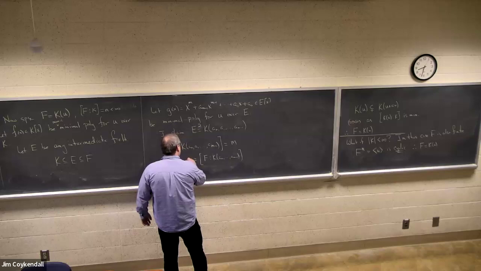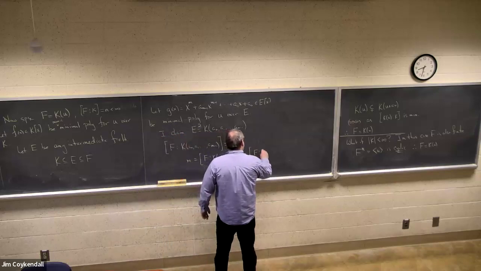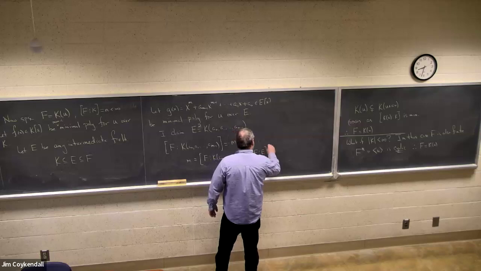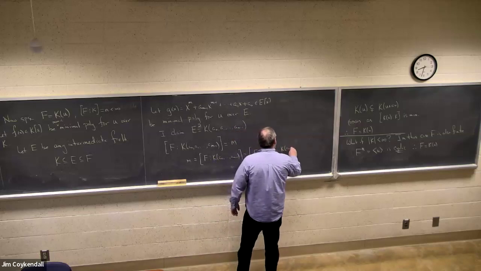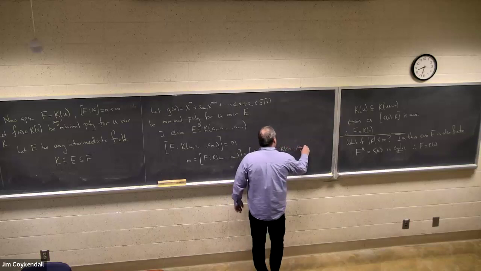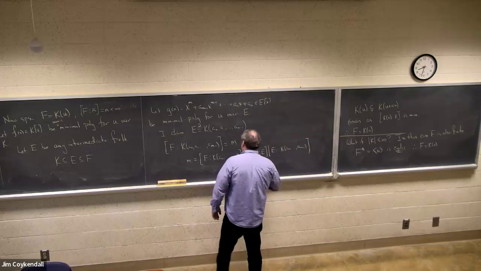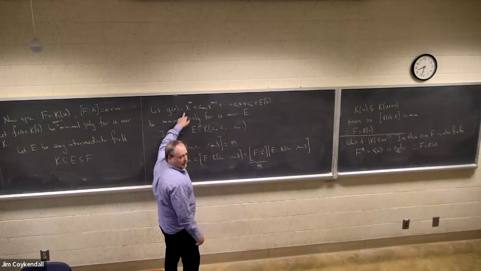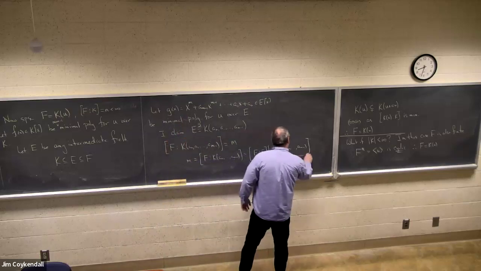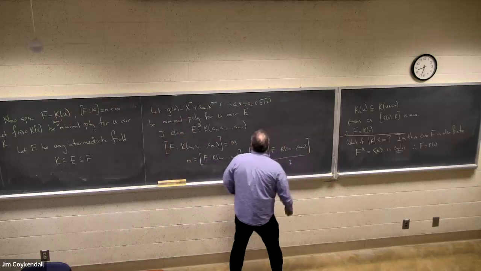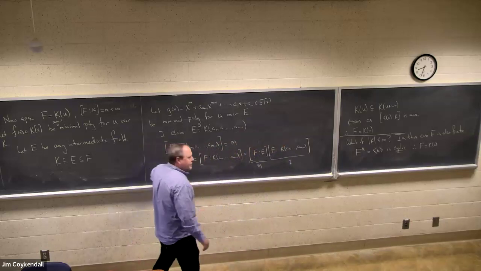Equal to M, which is the degree of F over E, E over K, A0, AM minus 1. And this thing is, of course, also M, because that's the minimal polynomial to bring in, right? And so this has to be 1, and we get equality. So, what's the upshot of all this?